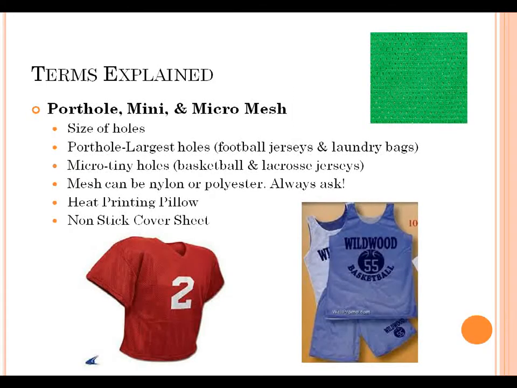So when we talk about porthole, mini, and micro mesh, that really just refers to the size of the holes. Porthole mesh is the largest size of hole. That's typically used for football jerseys, and you can see it in the little laundry bags when you send your kids to college. Those are porthole mesh. Then mini is a medium-sized hole. And then we've got micro, which is the tiny holes, which is what that basketball uniform is made of. Most basketball and lacrosse jerseys are made of micro mesh.